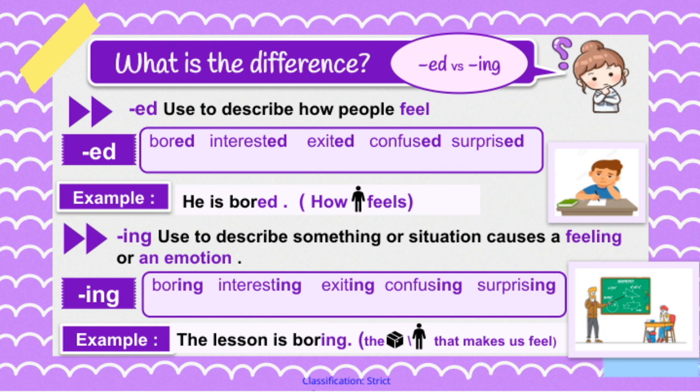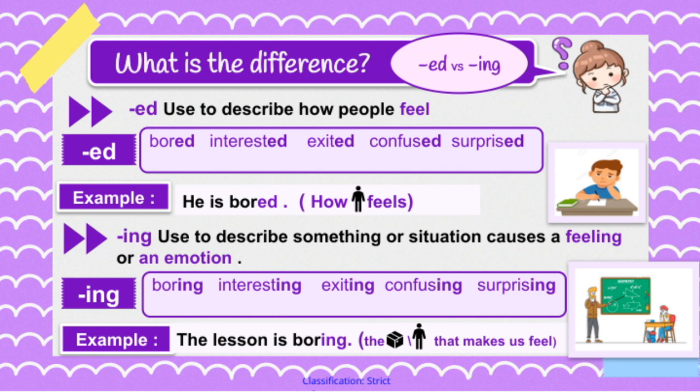On the other hand, we have words ending in ed like bored, interested, or excited. These describe how people feel after experiencing something. For example, he is bored means he feels unengaged, and she is excited means she feels happy and eager. The key difference between ing and ed words is that ing describes the cause, the situation or thing that makes us feel a certain way, and ed describes the effect, the way we feel because of it.